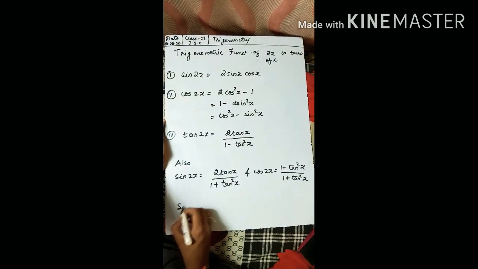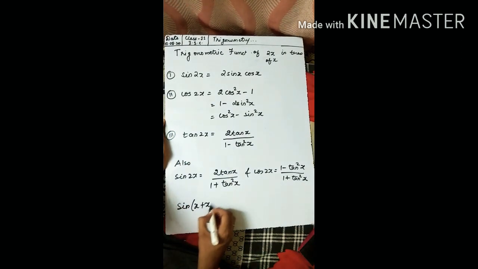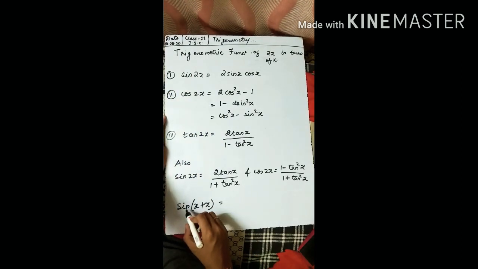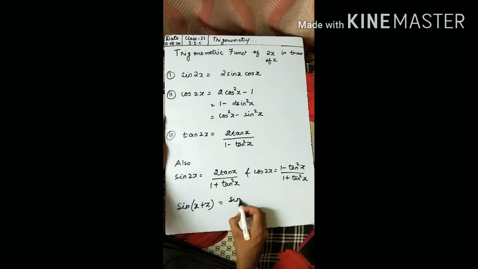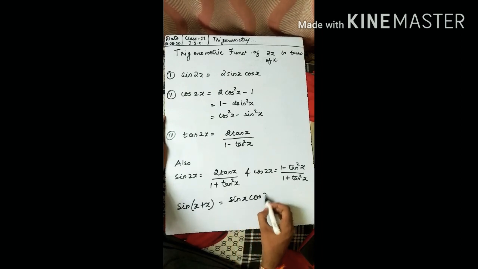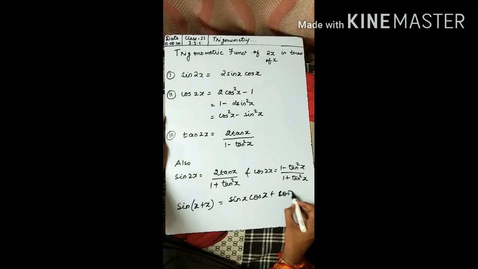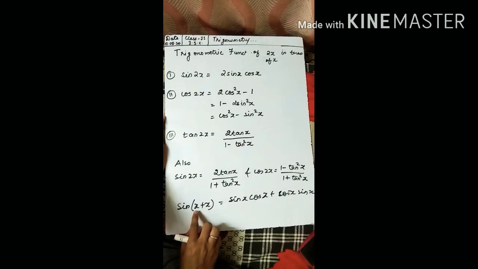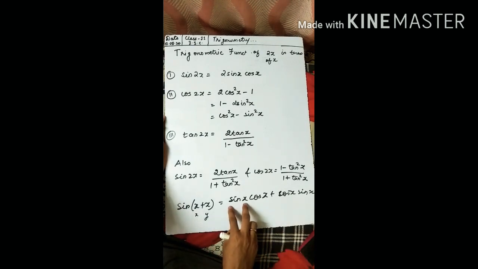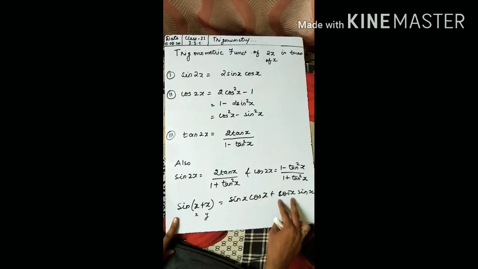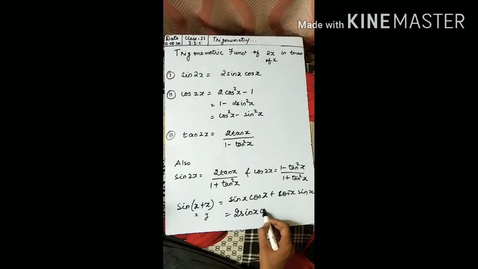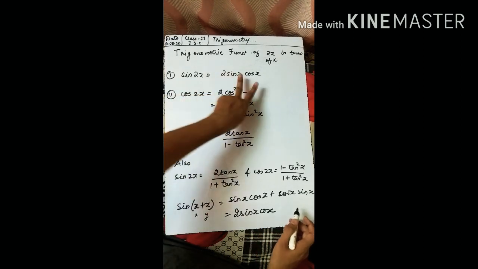So sine 2x, how can you write sine 2x? Can we write it as x plus x? So we are expressing 2x as x plus x. Now you can use the sine x plus y identity, which says sine x cos y plus cos x sine y. Why am I repeating x? Because in place of x you have x, and in place of y you also have x. That is why sine x cos x plus cos x sine x. Both are the same, so we get 2 sine x cos x. This is how we got it.